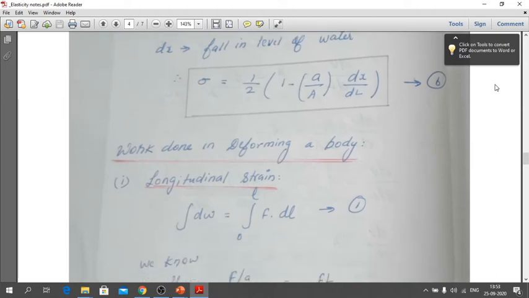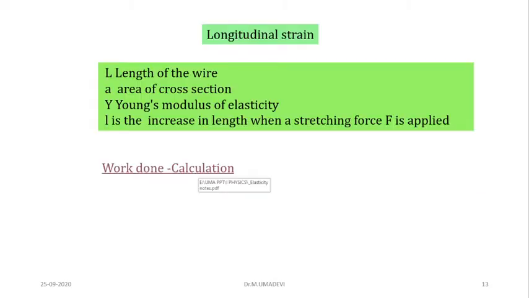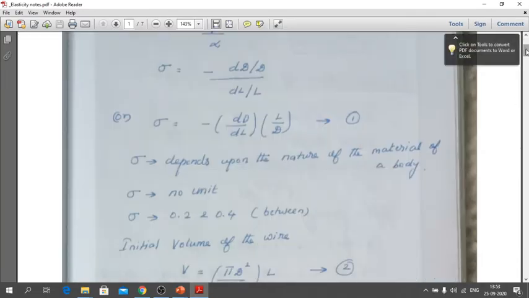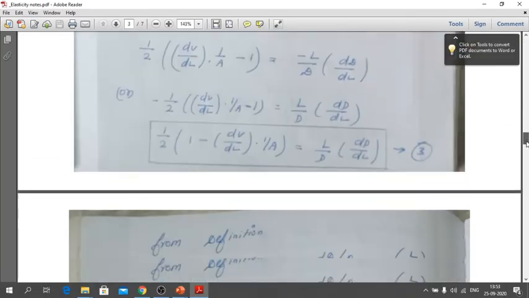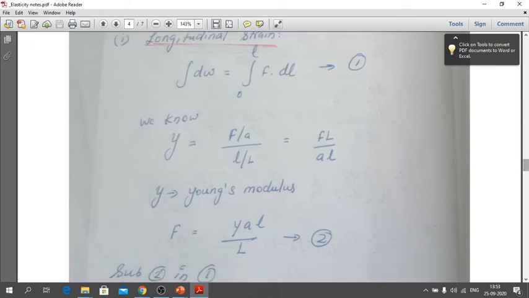See here, I have given the work done in deforming a body. So the first one, longitudinal strain. The work done is given by dW, which is equal to the integral from 0 to l of F dot dl, equation 1.